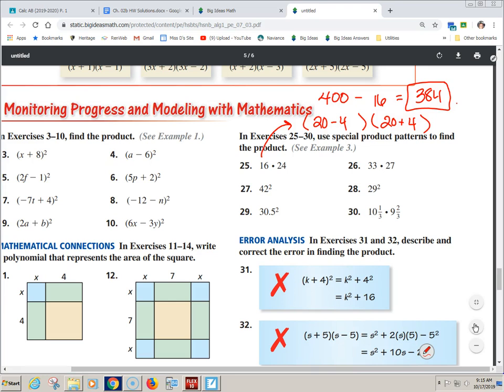So, what's the middle? Jerry, let's see if we can do this one. Do you have 33 times 27? Ah, you're looking though. That doesn't count. But what's the middle of 33 and 27? Can you find the middle number? 30, yeah, good. So this would be 30 plus 3. 27 is 30 minus 3.